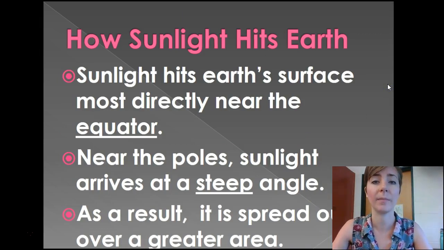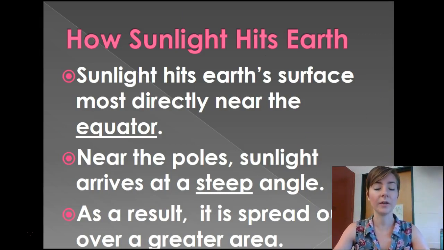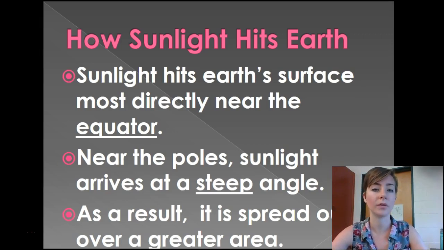Alright, so the seasons on Earth, what causes the seasons? And we talked about this yesterday. Basically, it's how the sunlight hits the Earth. So sunlight hits the Earth's surface most directly on the equator. Near the poles, sunlight arrives at a more steep angle, and as a result, it is spread out over a greater area. There's going to be a few videos that I can show you here in a little bit that's going to talk about how sunlight hits the Earth and when it's more direct.